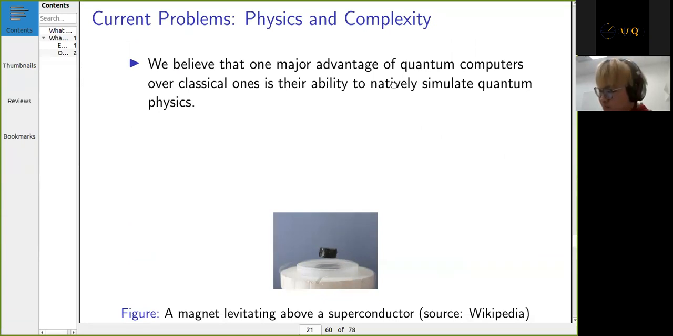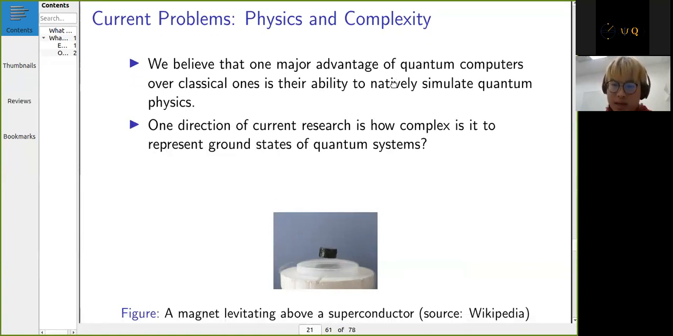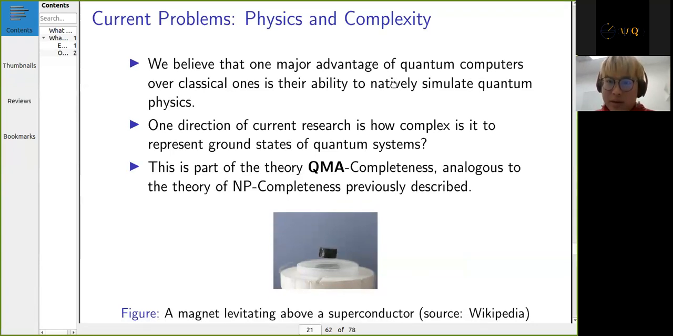One thing you can try to do is ask: let's say that you have a superconductor and it has some quantum state. Let's say you have some sort of Hamiltonian describing a superconductor, and you want to find its ground state. How complex is doing that? This is part of the theory of QMA-completeness, which is an extension of the theory of NP-completeness previously described.